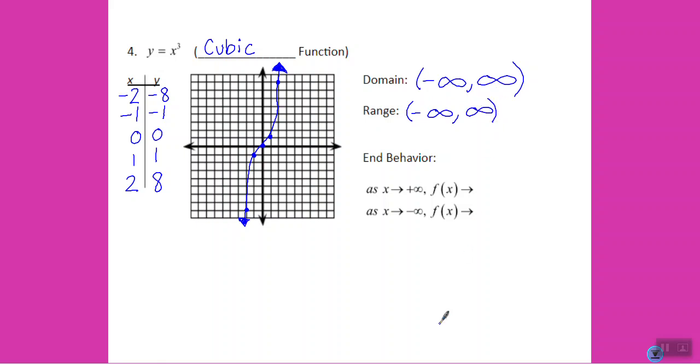End behavior is a little different this time. As x goes to the positive, so that's on the right-hand side, that arrow is pointing up, so positive infinity. As x goes negative, that's the left-hand side, so this arrow is pointing down to negative infinity.